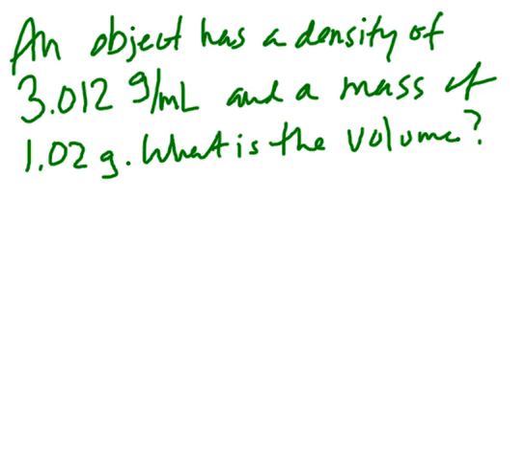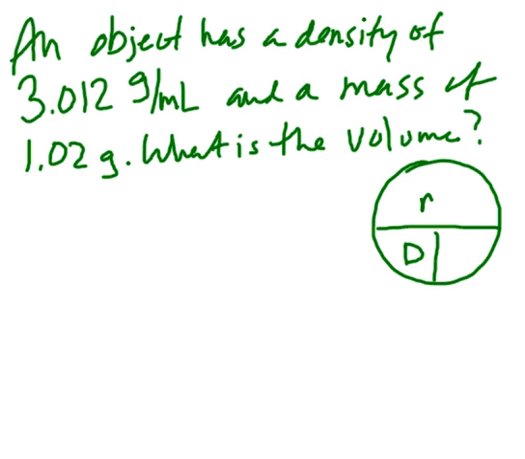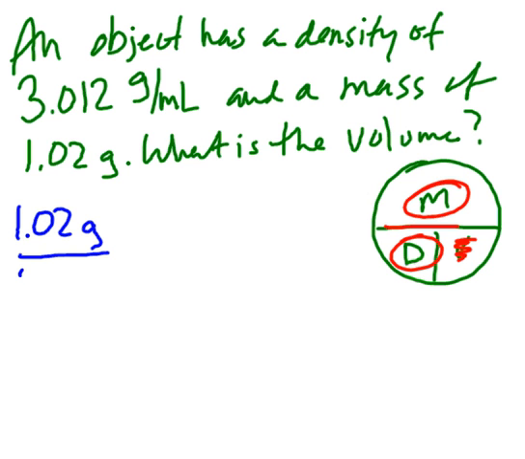Okay, this is our last problem. An object has a density of 3.012 grams per milliliter. So, one more time. Density, mass, volume. I'm trying to find volume, so scribble that out. I'm left with mass over density. So, take my mass value, which is 1.02 grams, and I divide it by 3.012 grams per milliliter.